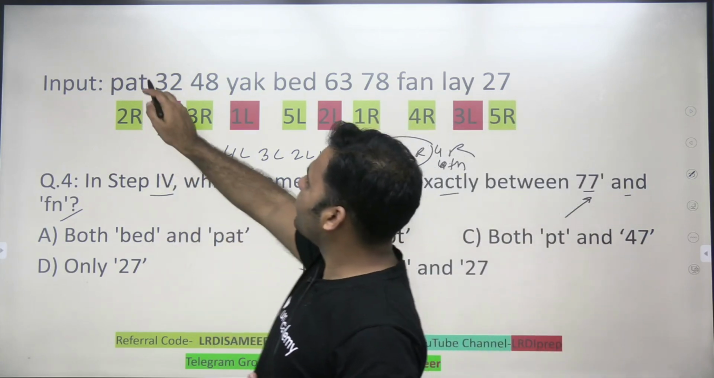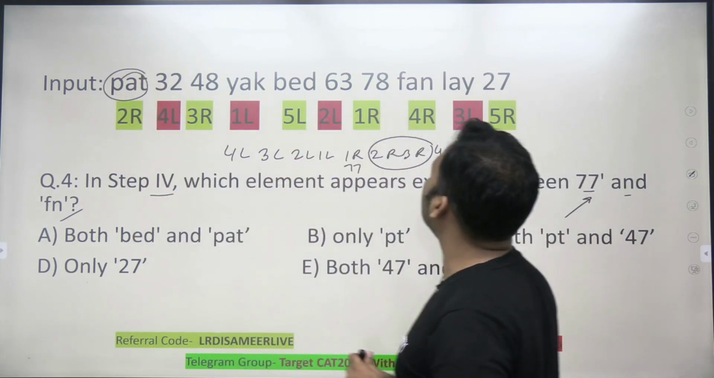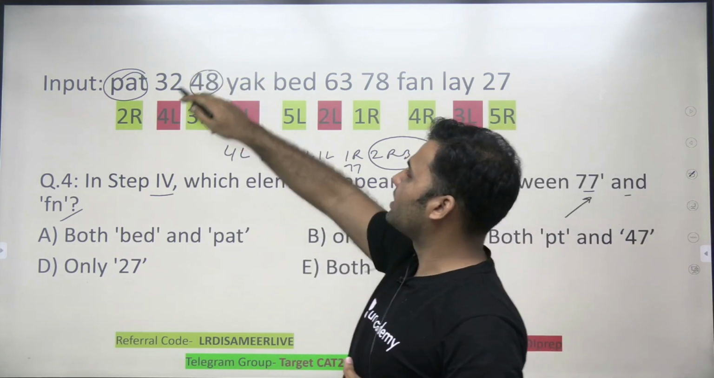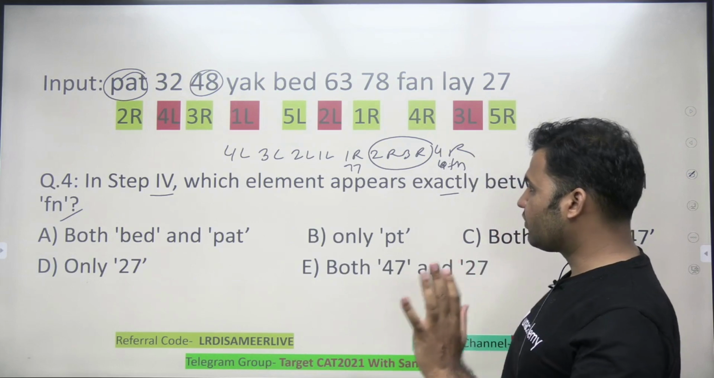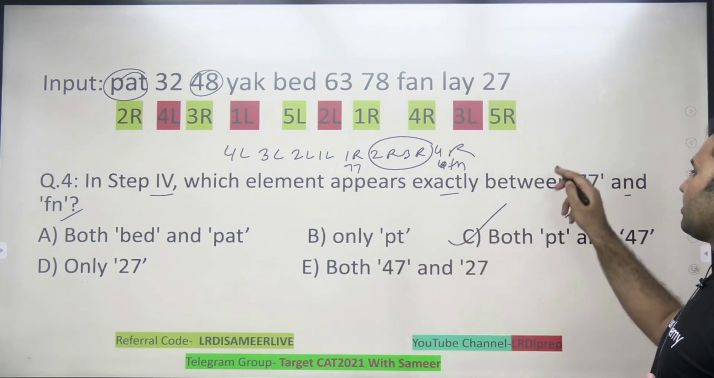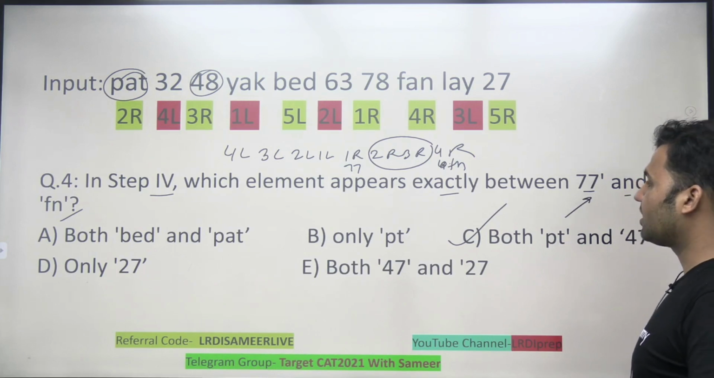So 2R is this one, that is PT, and 3R you can see is 48, that would be written as 47. So PT and 47 is the answer to the question. That is option number 3. Option C is the correct answer to the question.